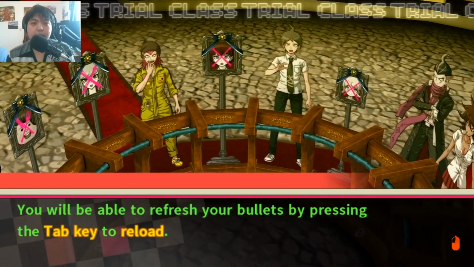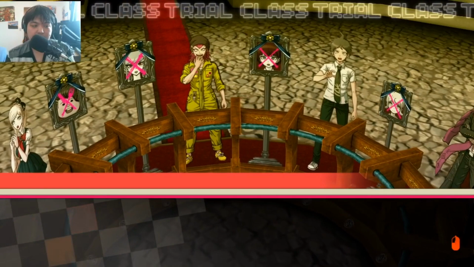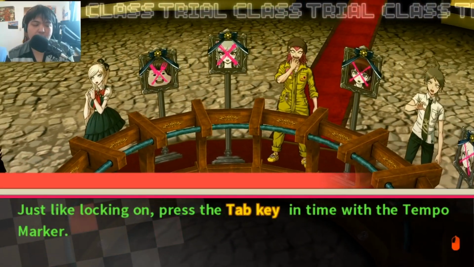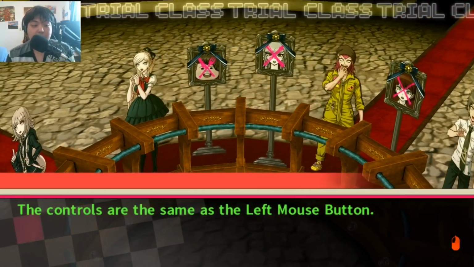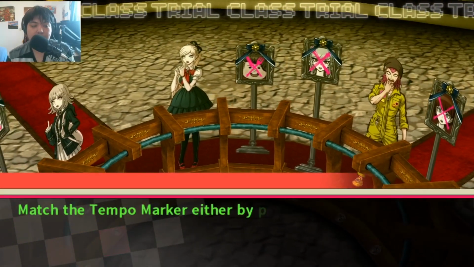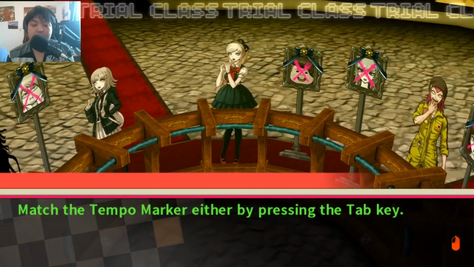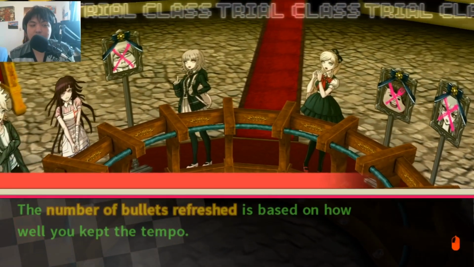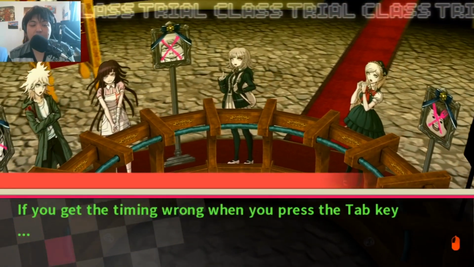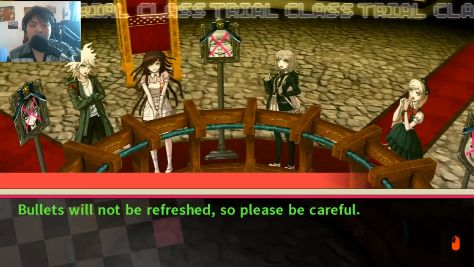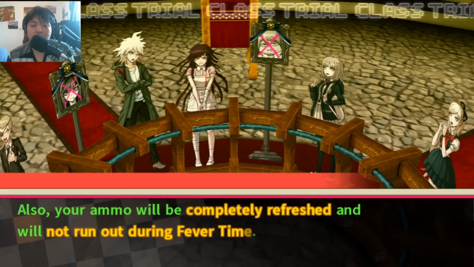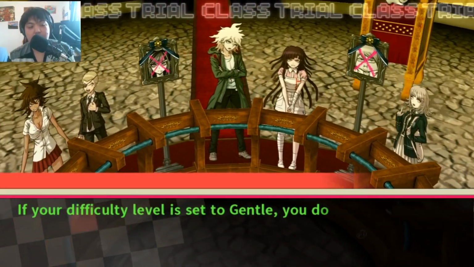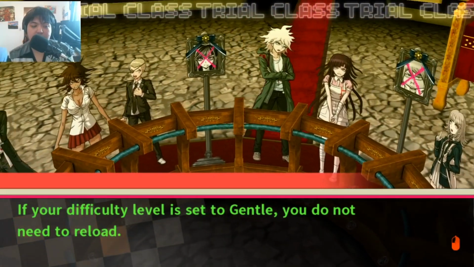I'm pretty sure the concentrating one might be the right one, right? Just like locking on, press the tab in time with the tempo marker. Okay, like hold tab and then release it. Easy enough. The controls are the same as the left mouse button. Match the tempo marker by pressing the tab key. The number of bullets refreshed is based on how well you kept the tempo. If you get timing wrong when you press the tab key, bullets will not be refreshed, so please be careful. Also, your armor will be completely refreshed. It will not run out during fever time. Okay? If your difficulty is set to gentle, you don't need to reload.